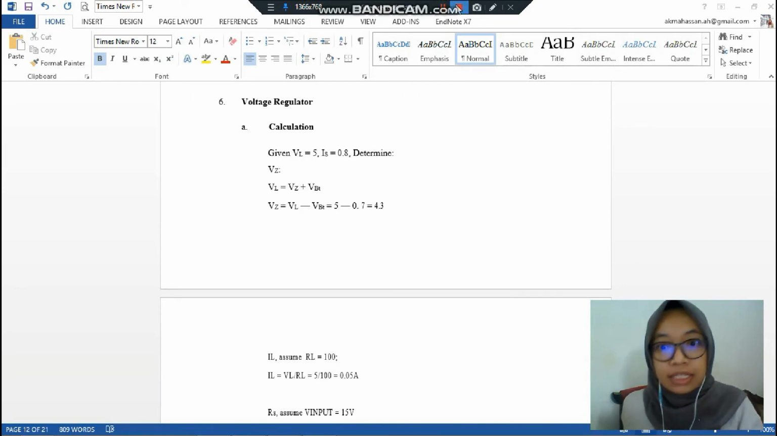For this assignment, I have been given the task of explaining the voltage regulator. As you can see on your screen, this is the calculation for the voltage regulator. We are given the values of VL and IS. VL is 5 and IS is 0.8. We need to find VZ. To find VZ, it is VL minus VBE, so 5 minus 0.7, and you will get 4.3.